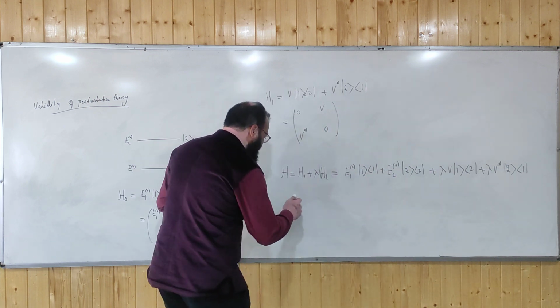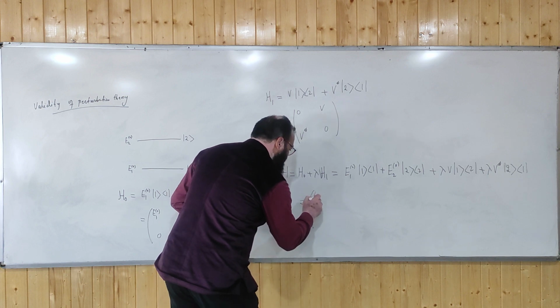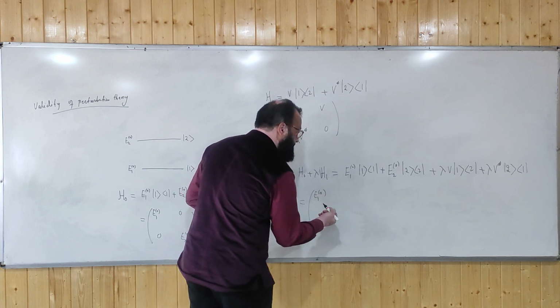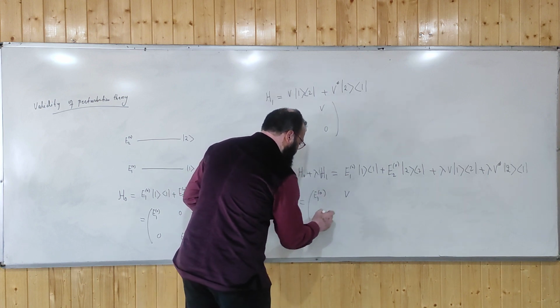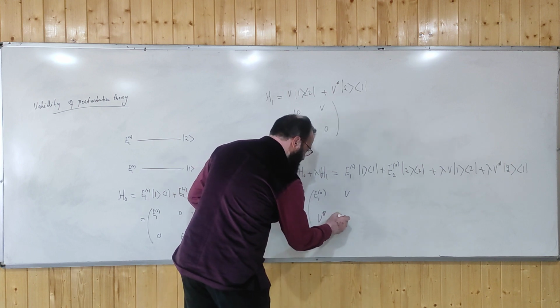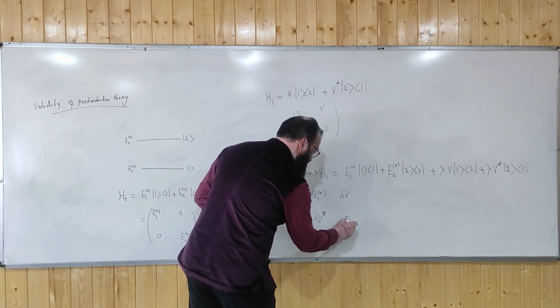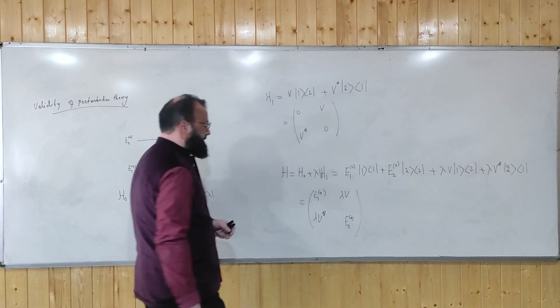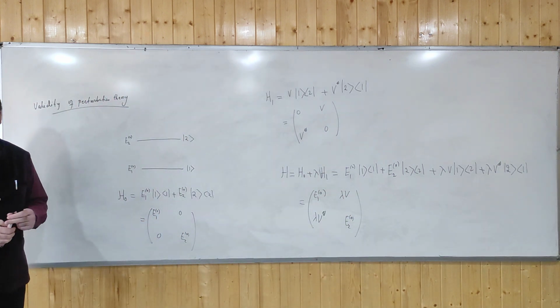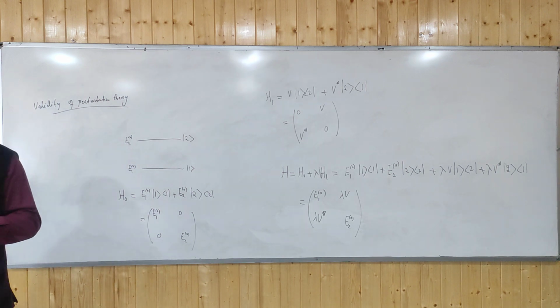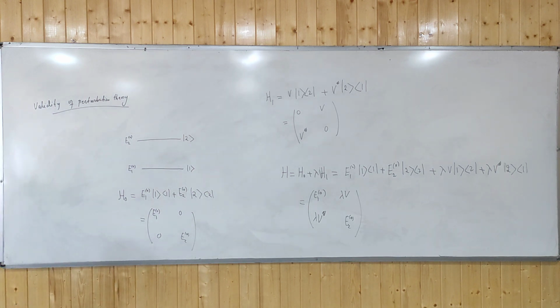Okay. So you can write it in this fashion. E10, then you are having V star. Okay. Let me put lambda because lambda is our control parameter. So this is your total Hamiltonian. Any 2 by 2 Hermitian matrix will represent your two-level system. It should be Hermitian. Clear?